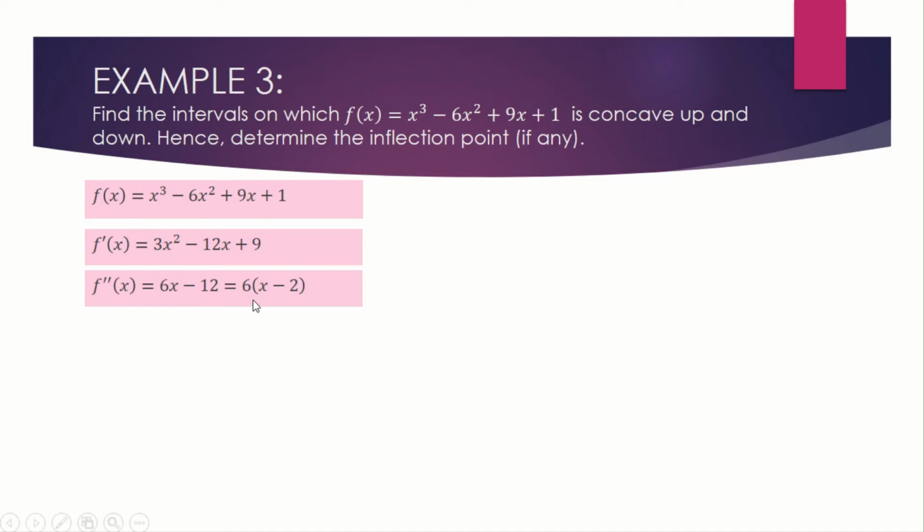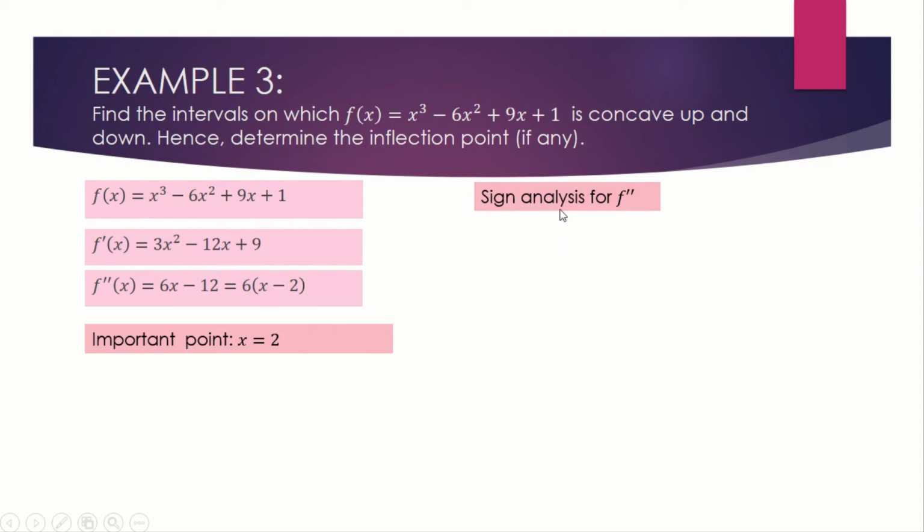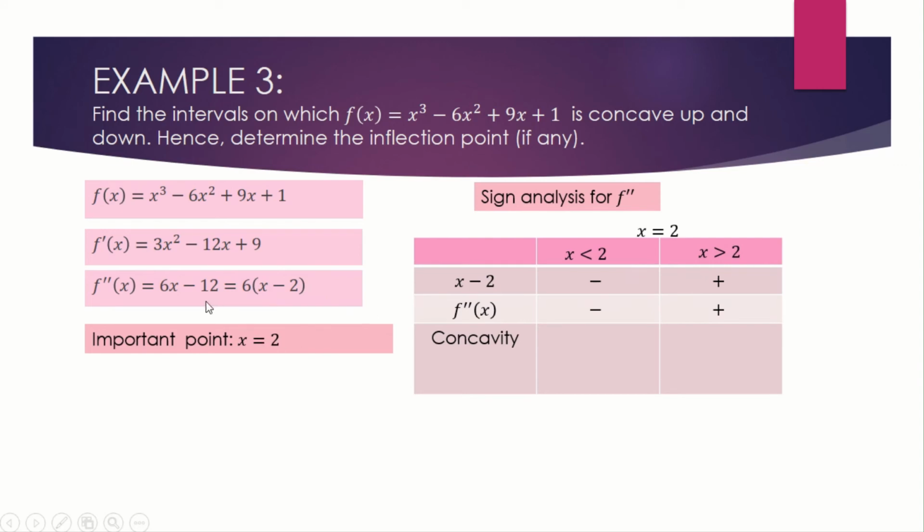Okay, if we factor this one into linear factors, we get 6x minus 2. So from here, we get an important point, x equals 2, from the factorization of f double prime x. So we draw the sign diagram for f double prime x. From f double prime x, we get the point x equals 2. We have the regions x less than 2 and x greater than 2. And from f double prime x, we have the factor x minus 2, so we put x minus 2 here.